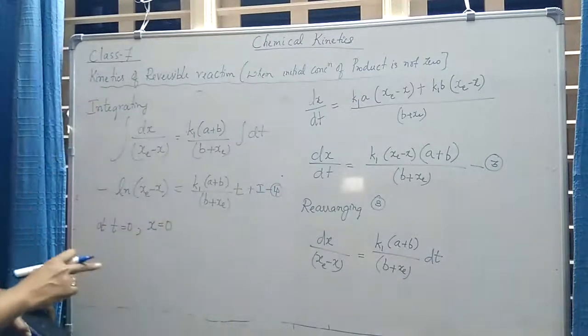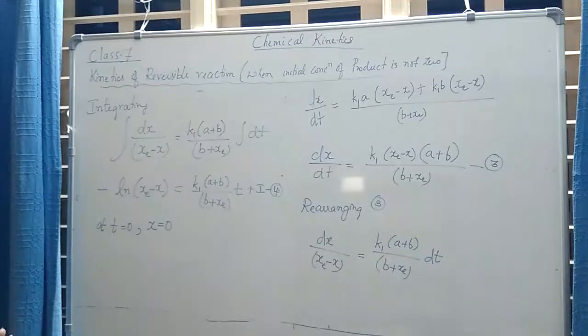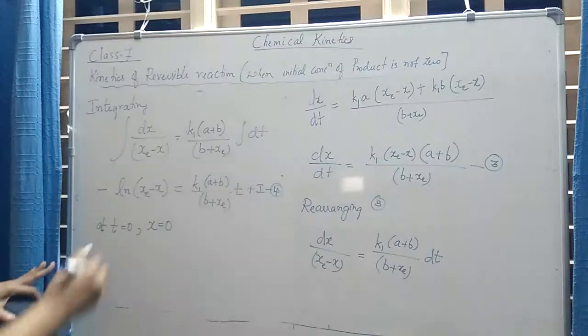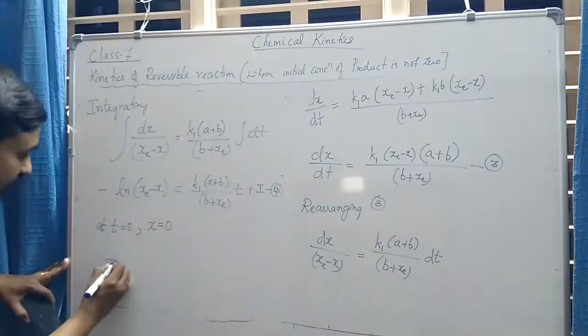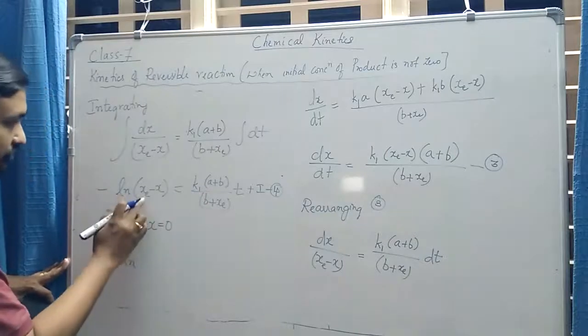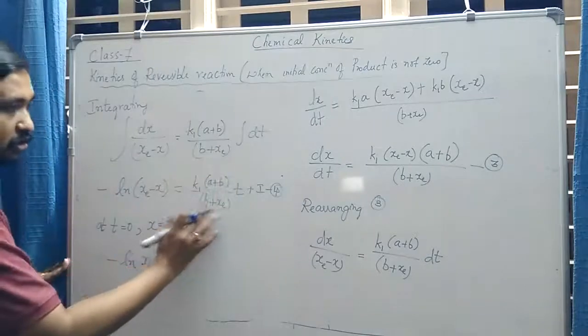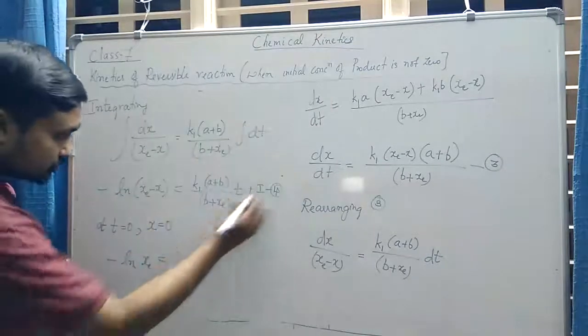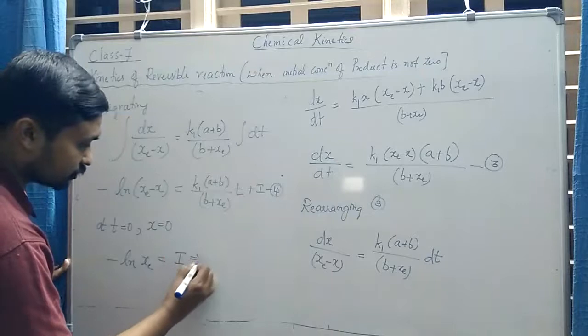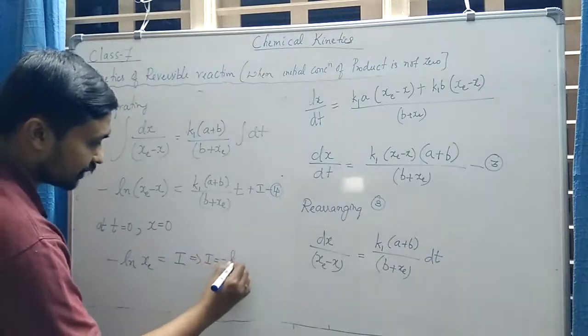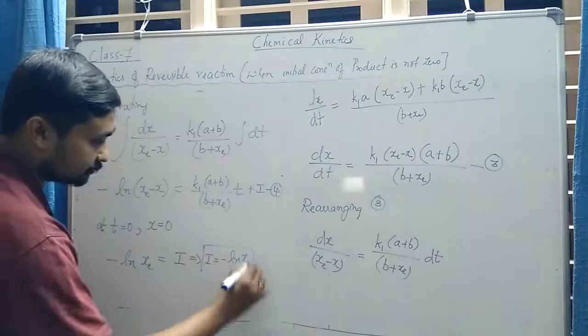What is x? What does x represent? It is the concentration of the reactant that is converted into product B, or it is the concentration of the product formed due to the reaction. So at t is equal to 0, x is equal to 0. If I substitute this condition here, we get minus ln of xe minus 0, that is xe, is equal to, this term into 0 is also 0, so we are left with I. So I is equal to minus ln xe.